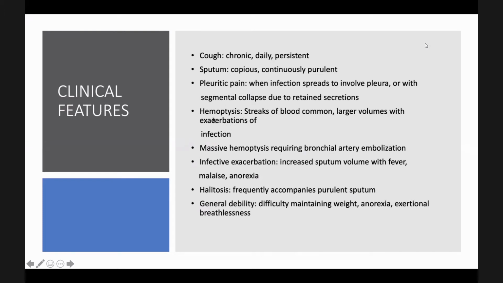And the patient can have hemoptysis: streaks of blood are common, with large volumes during exacerbation of infections. Another is massive, recurring hemoptysis, requiring bronchial artery embolization by the interventional radiologist. Then infective exacerbations present with increased sputum volume, fever, malaise, and anorexia. If the patient has these, we can think of an infective exacerbation of bronchiectasis. There can be halitosis, frequently accompanying the purulent sputum, and general debility, like difficulty maintaining weight, anorexia, exhaustion, and breathlessness.